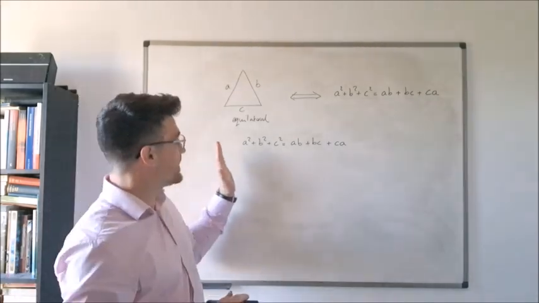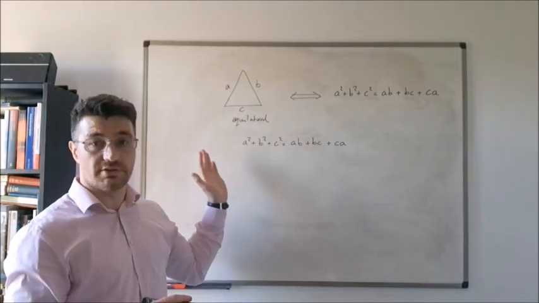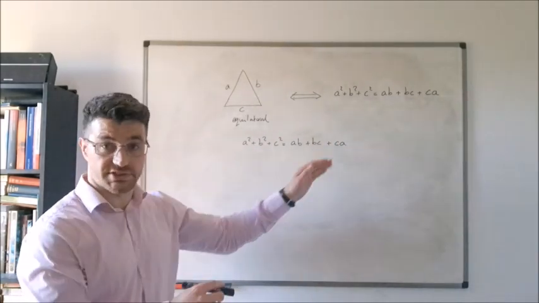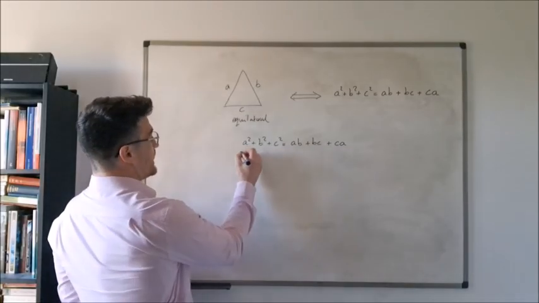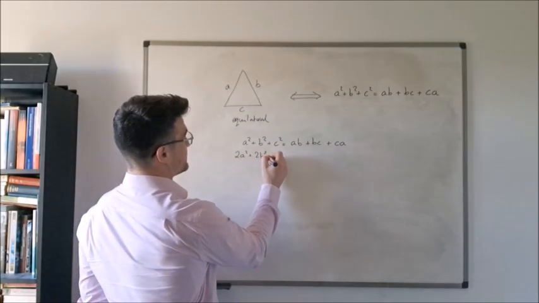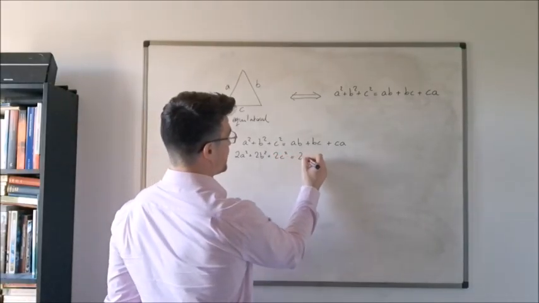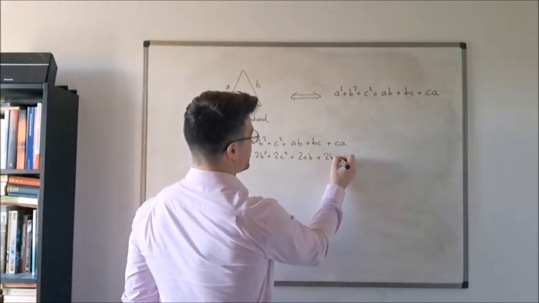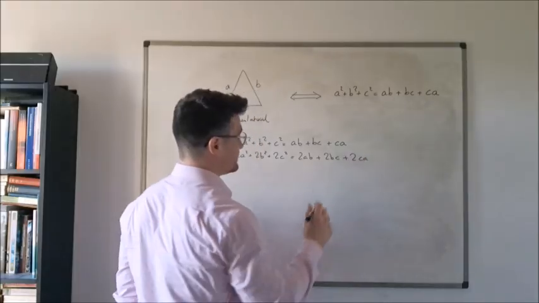Well, because this is an equality, I can just double each side. I can multiply through by 2. So I get 2A squared plus 2B squared plus 2C squared is equal to twice AB plus twice BC plus twice CA.